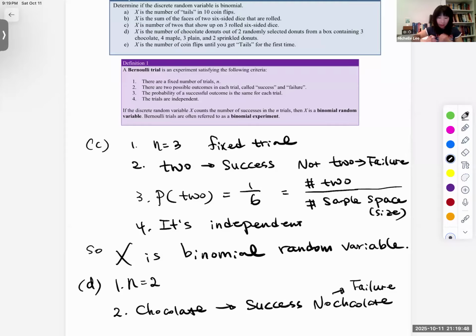Okay. Number 3, probability. So what's the probability of getting chocolate? How many total? So 3, 4, 7, 10, 12, right? Total is 12. How many chocolate? It's 3 out of 12, right? Okay, so let's do that. Independent first, then we talk about the probability, right?